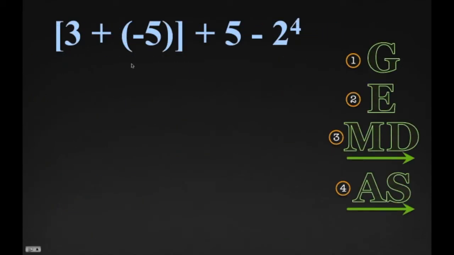So let's take a look at this example. As you see, I like to have the order of operations on the side. I have each of the 4 steps here and the letters that indicate them, and I'll check them off as I complete each and every one.